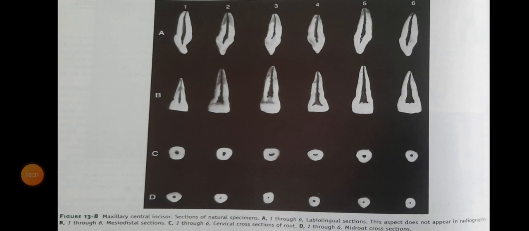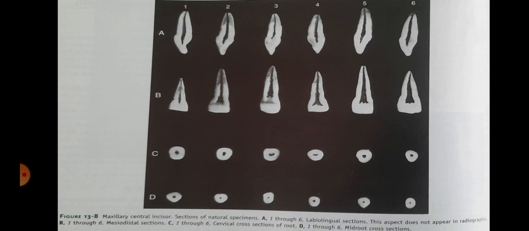In young individuals, the pulp chamber is roughly triangular in outline, with the base of the triangle at the labial aspect of the root. You can see this in figure 13.8 C5, right? The pulp chamber is triangular in shape with the base at the labial aspect.